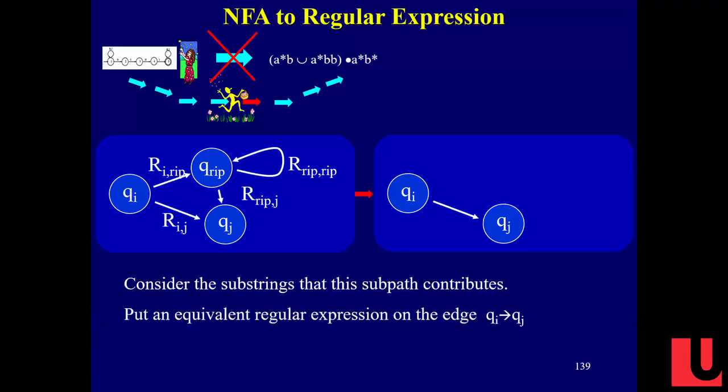Maybe there was already some regular expression that allowed you to get from i to j. There was some regular expression that let you get from i to rip, some loop that allowed you to get from rip to rip, and some regular expression that allowed you to get from rip to j. When you rip this state out, we have to make all those pieces still work. So what are we going to write here to replace it? Anybody want to guess?